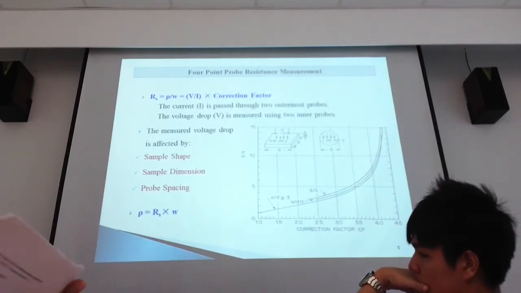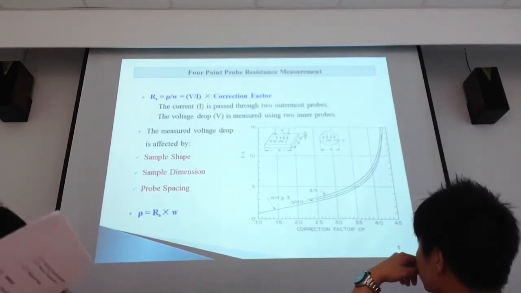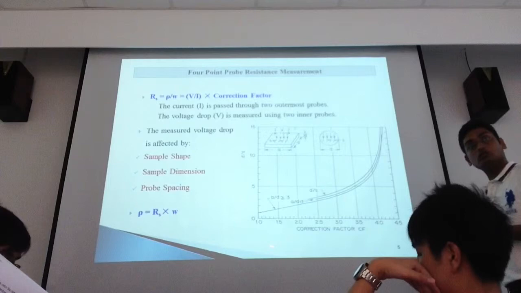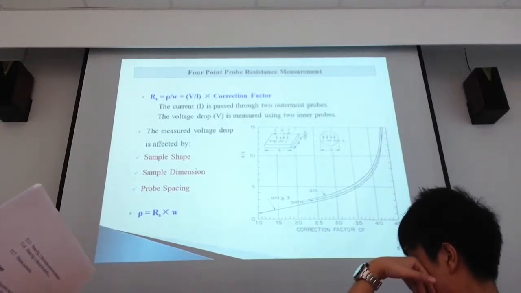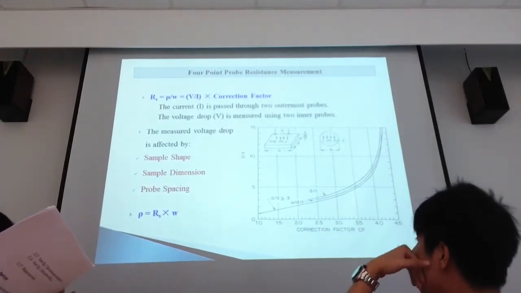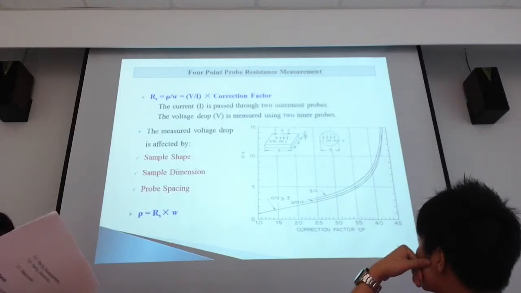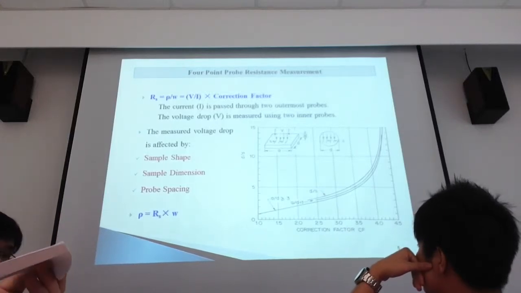Okay, so you can see also here that rho is equal to Rs into W. So as soon as you find out Rs, you multiply it by the thickness of the wafer and you get resistivity. Right?